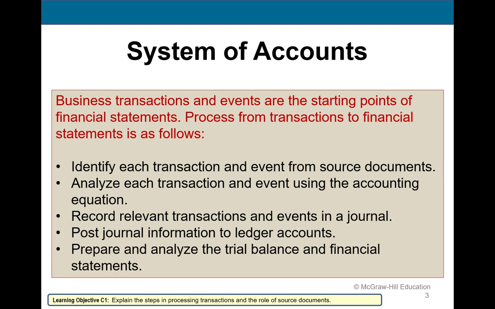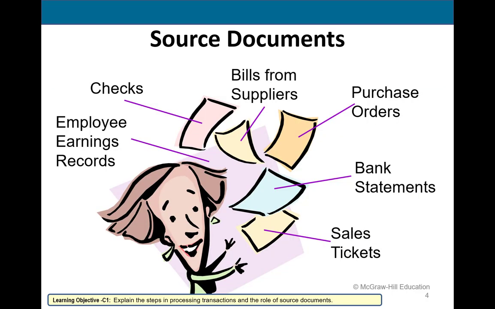Please understand, when we are identifying from the source documents, we are looking for items that involve money. Source documents identify and describe transactions and events entering into the accounting system. They can be either hard copy or electronic form. Examples are sales tickets, checks, purchase orders, bills from suppliers, employee earning statements, and bank statements.